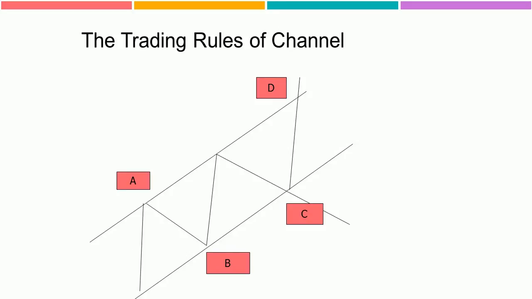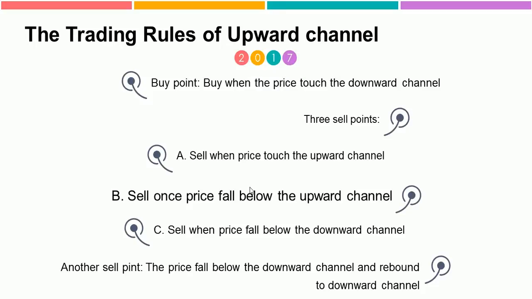So let's see this one. The trading rules of channel. You should know where is the buy point or sell point. A is the sell point, B is the buy point, E is the sell point, C is the sell point. Okay, because this is the uptrend. So the buy point, or the trading rules of the upward channel.